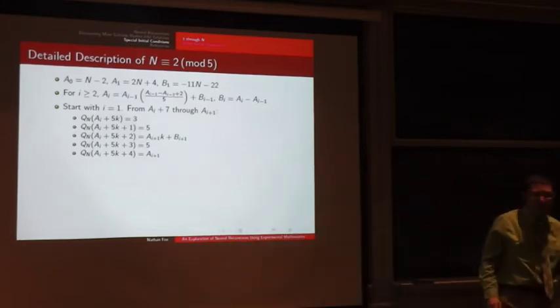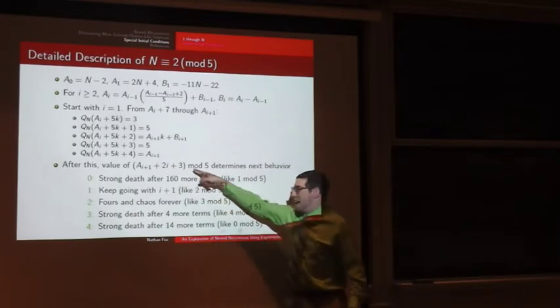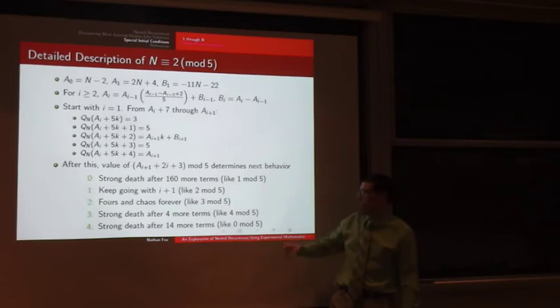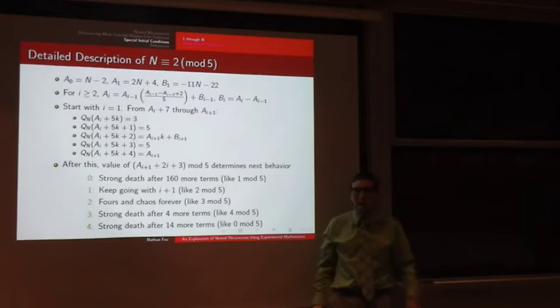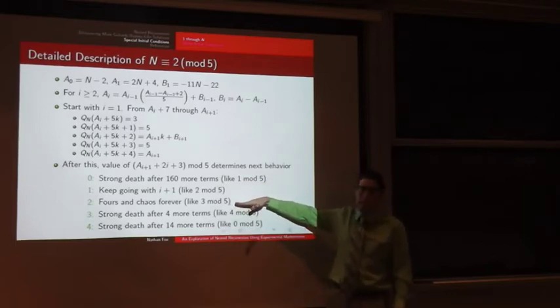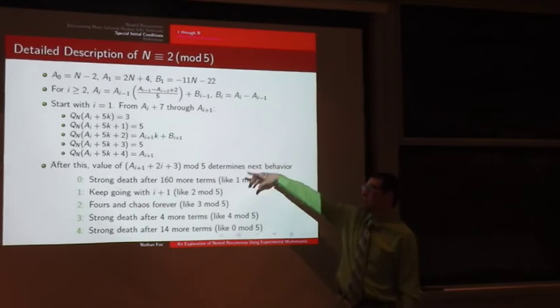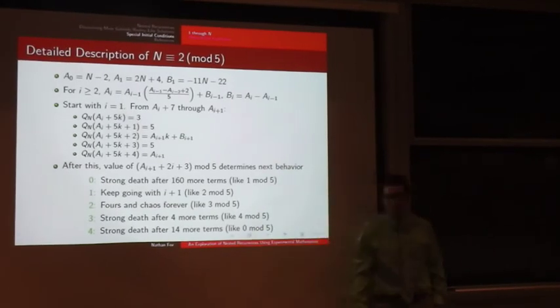And then once you get to index A2, you check this value. And then there are 5 possibilities as you're looking at it mod 5. The 0, 3, and 4 cases correspond to the 1, 4, and 0 cases before, and it dies in exactly the same way that those died before. If this is 2, you get that it's like that n equals 38 sequence. You start having 4s interleaved with chaos. If you get 1, increment i and do this slide again.